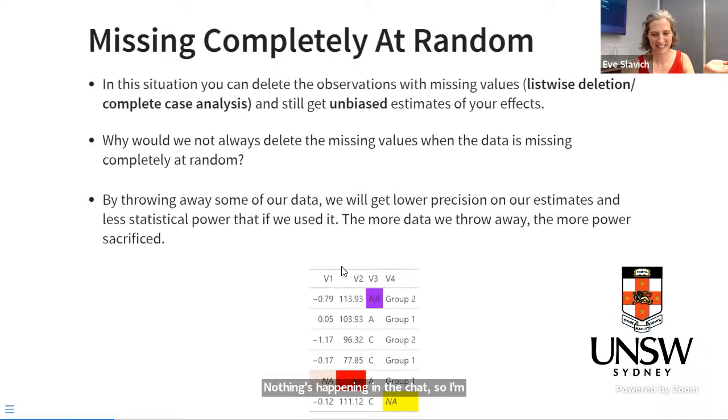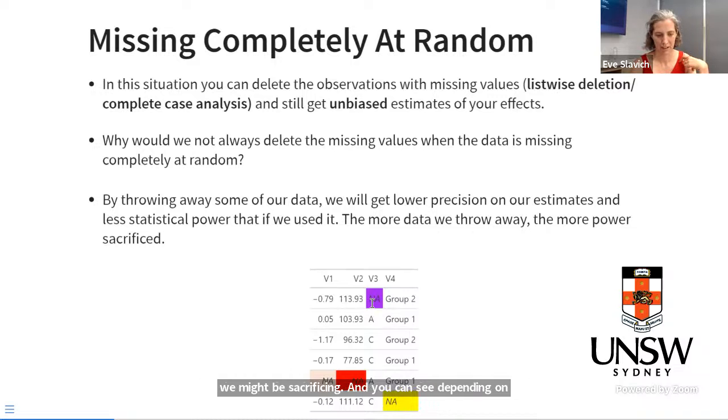Yeah, so it's variance. So it makes sense. We're reducing our sample size, so we're going to get lower precision on our estimates and then less statistical power than if we used all the data. So the more data that we throw away, the more power that we might be sacrificing. And you can see, depending on the pattern of missingness in your data.